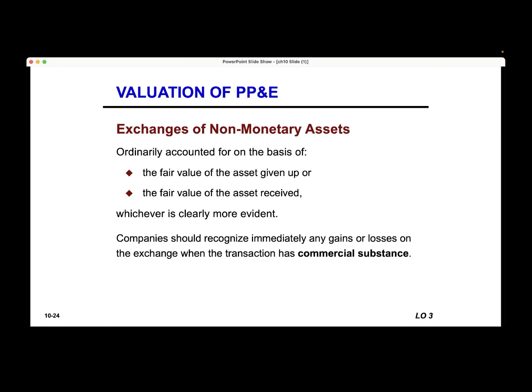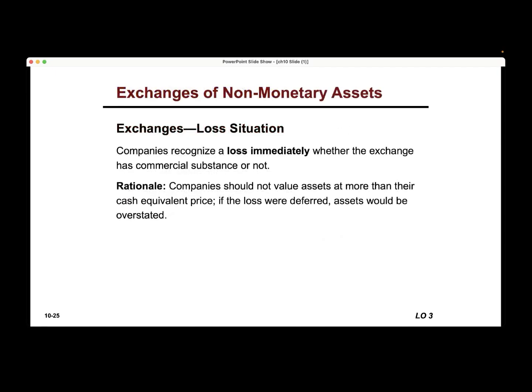Okay, so now we are going to look at what happens when a company exchanges one non-monetary asset for another and ends up with a loss. So we have a loss situation here. Here is the key point. If a company takes a loss in this exchange, they need to recognize that loss right away. It doesn't matter if the exchange has commercial substance, meaning whether it affects the company's future cash flow or not, the company still needs to record the loss immediately.